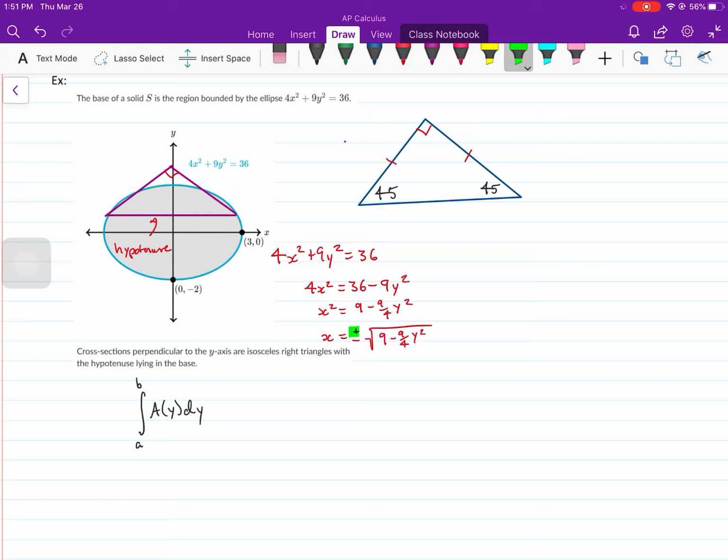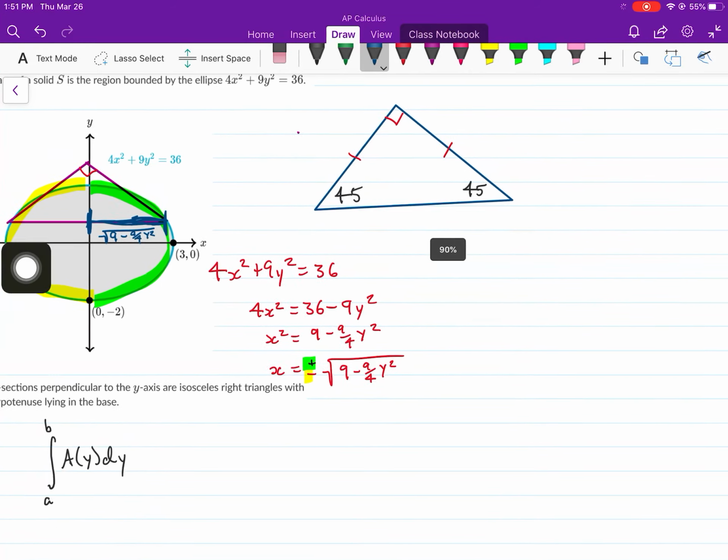So remember, the positive one, since we're talking about x, is this half, and the negative one is this half. So our formula is only giving us half of it, because it's split into two, a positive half and a negative half. So 1/2 of this is going to be the square root of 9 minus 9 over 4 y squared. So that's just the right half. So to figure out what our total hypotenuse is, it's going to be double that.